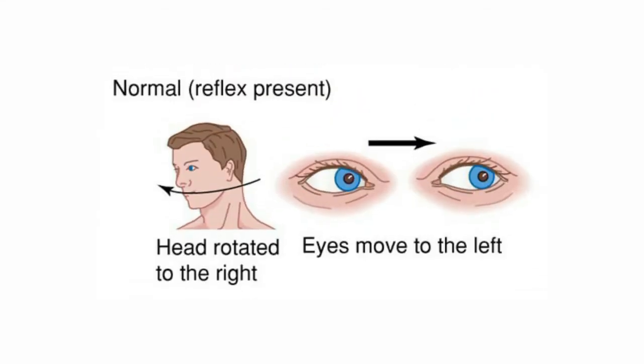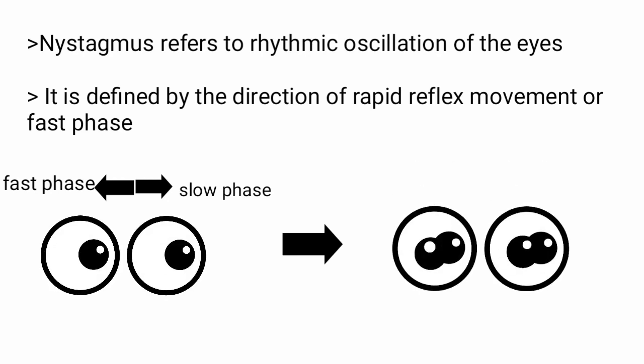Today the topic we are going to discuss is Nystagmus Part 2. If you still haven't watched Part 1, go to the link in the description below. In the past video we explained a normal mechanism. When you rotate your head to the right, the VOR system acts and the eyes move normally to the left. But today we are going to discuss nystagmus, the condition that refers to the rhythmic oscillations of the eyes.